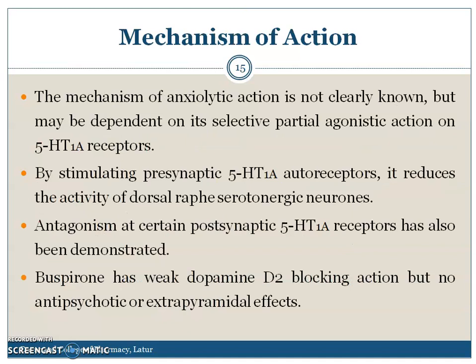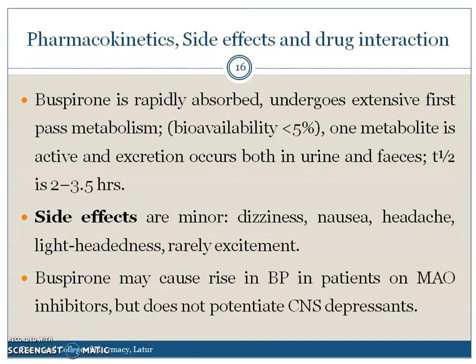Then mechanism of action. The mechanism of action of Buspirone is not clear, but by stimulating presynaptic 5-HT1A receptors, it reduces activity of dorsal raphe serotonergic neurons. Buspirone has weak dopamine D2 blocking actions, but no antipsychotic or extrapyramidal effects. Pharmacokinetics, side effects and drug interactions. Buspirone is rapidly absorbed and undergoes extensive first pass metabolism. Bioavailability becomes less than 5%. Metabolism is active, excretion occurs both in urine and feces, and plasma half-life is 2 to 3.5 hours. Side effects: dizziness, nausea, headache, lightheadedness, rarely excitement.